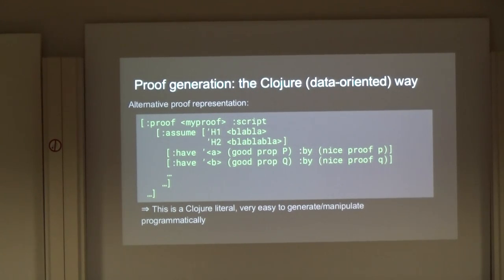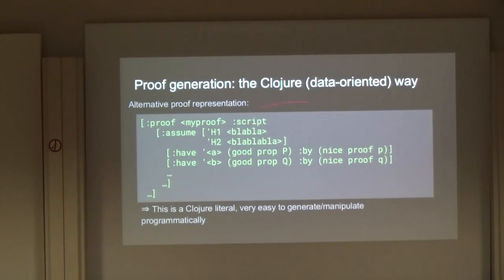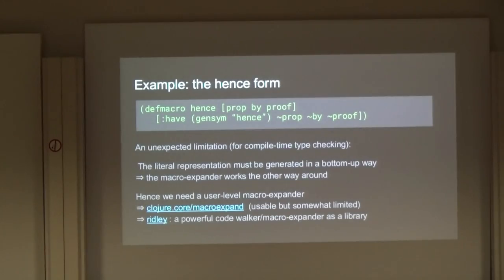As a user, you don't want to write this, but it's very easy to go from this to this, and it's easy to generate this kind of structure in Clojure. The language is made for this. So it's a good way. It's really data-oriented macros, as they call it. You can go from one world to the other, which is quite interesting. This is an example of hence, which is an anonymous proof step. Hence something is true.